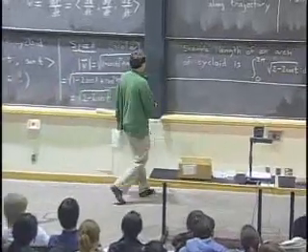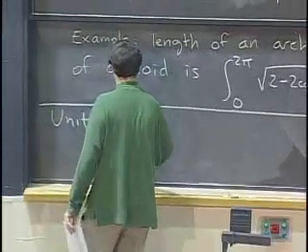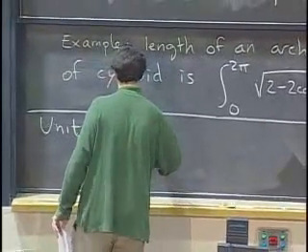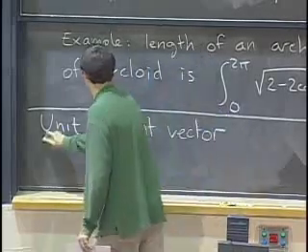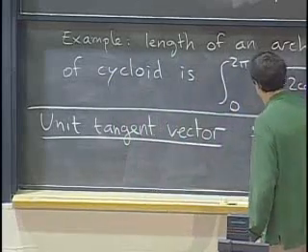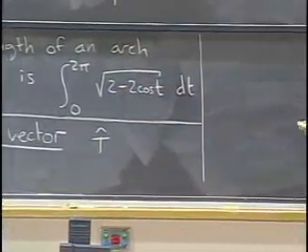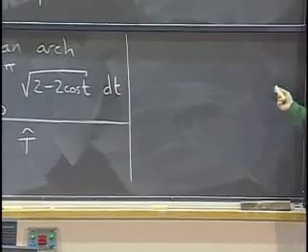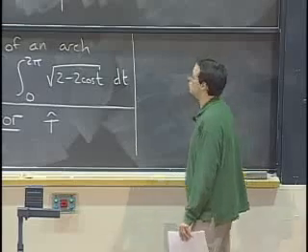Now, another useful notion is the unit tangent vector to the trajectory. So the usual notation is t hat. It has a hat because it's a unit vector, and t because it's tangent. Now, how do we get this unit tangent vector?